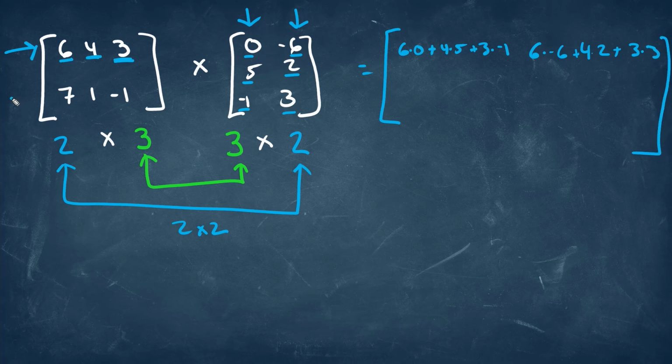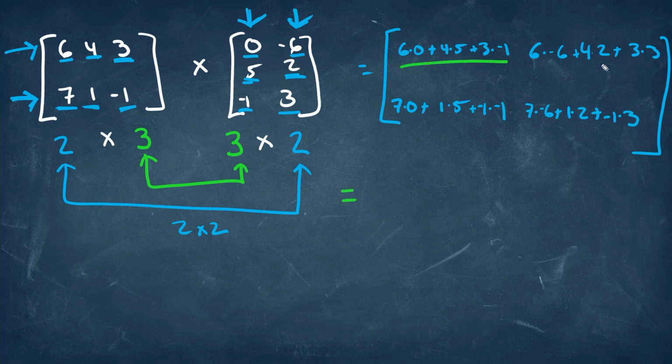Now what we'll do is we'll go on to the second row and we'll start again with the first column. So we'll have 7 times 0 plus 1 times 5 plus negative 1 times negative 1. Then the same row, that second row with the second column, we'll get 7 times negative 6 plus 1 times 2 plus negative 1 times 3.